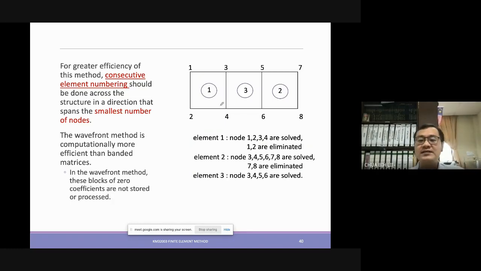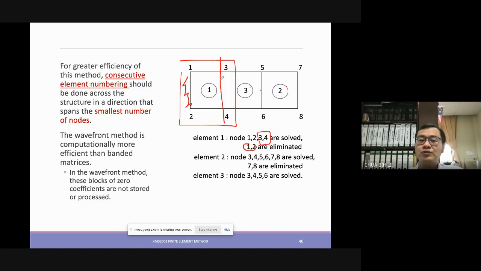To see the effect, if we number it 1, 3, 1, 3, 2 in this way, the same concept applies. We have a boundary condition over here, let's say. So at the first element, node 1 and 2 will be solved and eliminated, leaving 3 and 4, right?